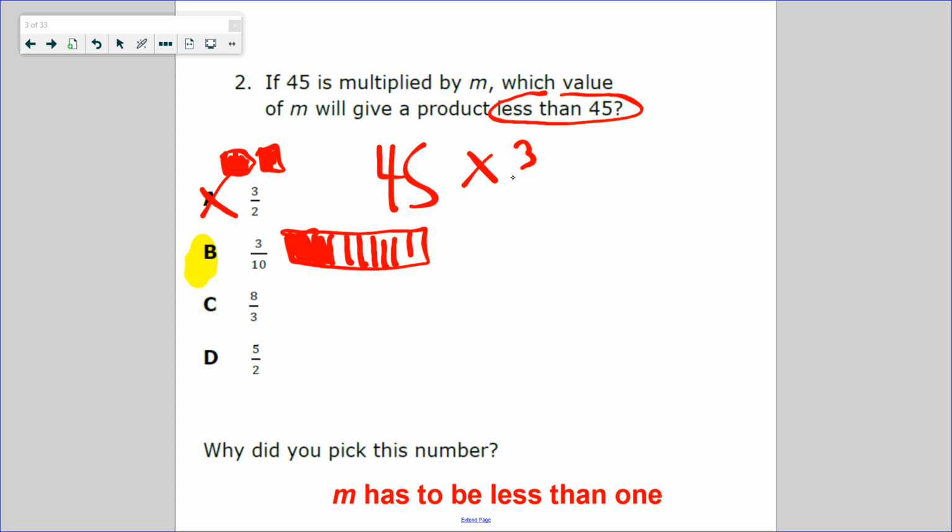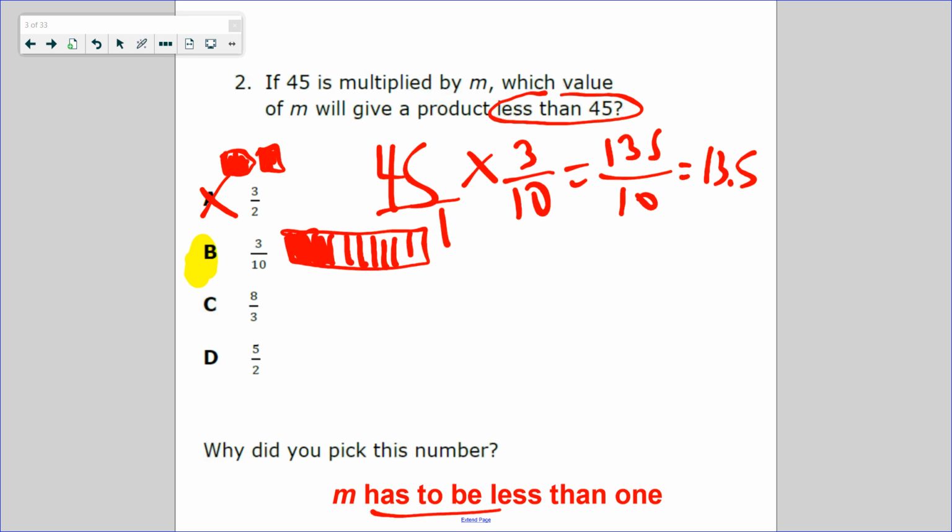But to check your work, if you don't trust me, 45, how do you write 45 as a fraction, or as a unit fraction? So over 1. 45 times 3 is 135. 1 times 10 is 10. That's 13 and 5/10, which is less than 45. Why did you pick this number? M has to be less than 1.